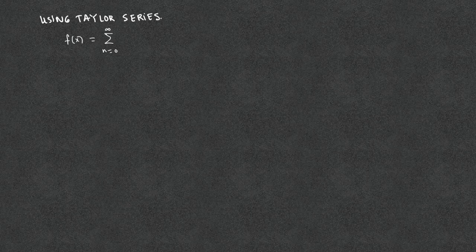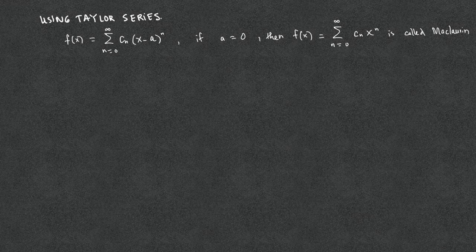Using Taylor series. A Taylor series is of the form f of x equals the sum of c sub n times (x minus a) to the n. If a equals 0, then f of x is the sum from n equals 0 to infinity of c sub n x to the n, which is called the Maclaurin series. The Taylor coefficient is the nth derivative evaluated at a over n factorial.